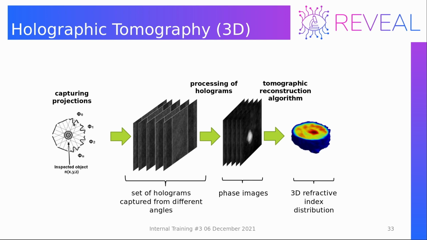Each of these projections that is symbolically marked here with these lines can be performed with the holographic microscopy that I described before. For each such measurement, you obtain one two-dimensional phase image. You process these images, because you will have the same dense, straight fringes in these images, just like I described in holographic microscopy.